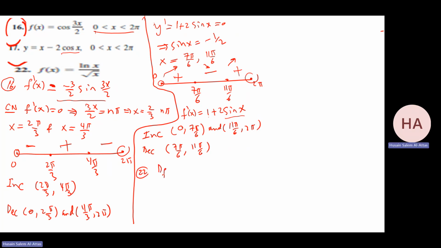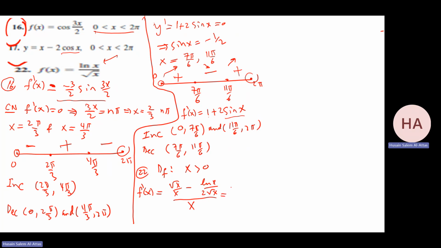What's the domain of f? 22. Domain of f is, I have x is positive. So x is positive is the domain. We'll do f prime. Need to be careful with f prime. It will be the derivative of the numerator, which is 1 over x, so I have square root x over x minus the denominator, which is going to be what? Ln x over 2 root x, all over the denominator squared, which is x.